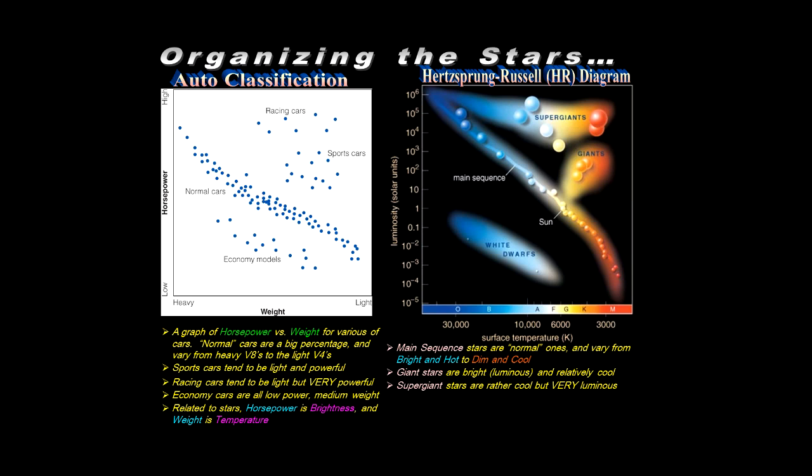So the supergiants are really very powerful, bright stars. White dwarfs then, like the economy cars, are low luminosity. That's one thing that's very obvious. And the brightness and temperature vary across a significant spectrum. Temperature, as we've already discussed, corresponds to color. Higher temperatures correspond to bluer, lower temperatures correspond to redder. So this is a good start, and let's investigate more characteristics of the Hertzsprung-Russell diagram.